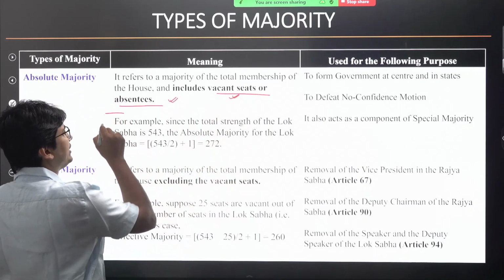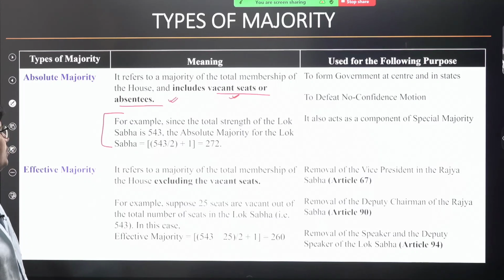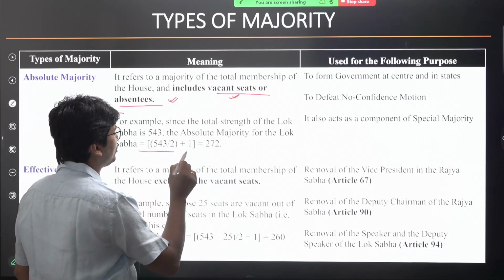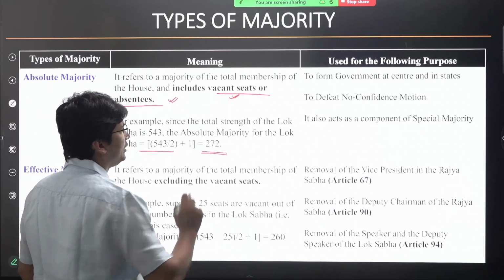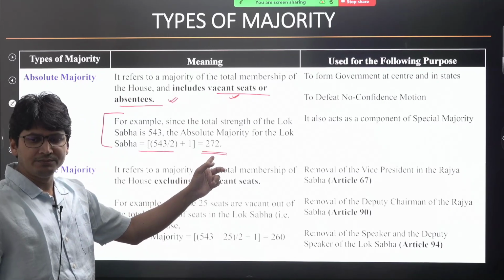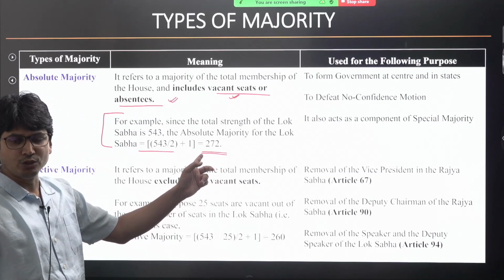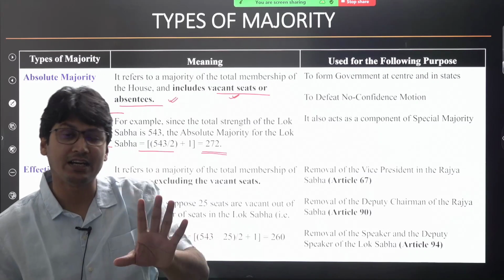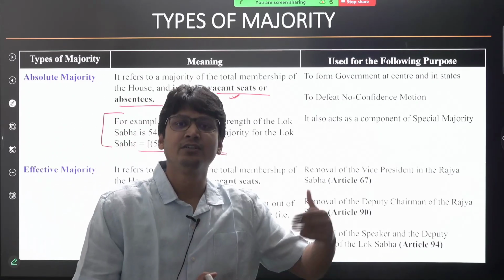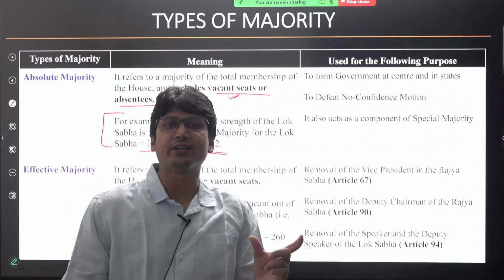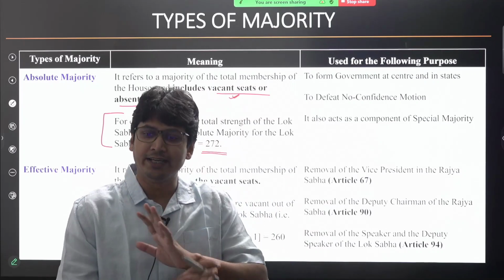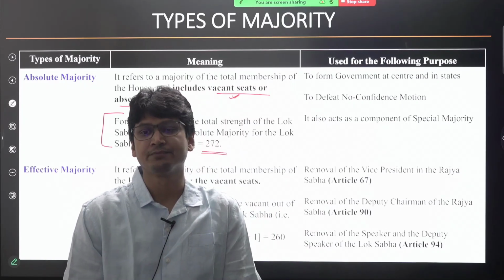And how do we calculate this? For example, since the total strength of Lok Sabha is 543, the absolute majority for Lok Sabha is 543 divided by 2 plus 1, which is equal to 272. Can you find a magical number here? So what is the type? This question can come in your prelims: for formation of government in the general election, what type of majority is required? Most people will make a mistake and end up writing simple majority. It's not simple majority, it's absolute majority.